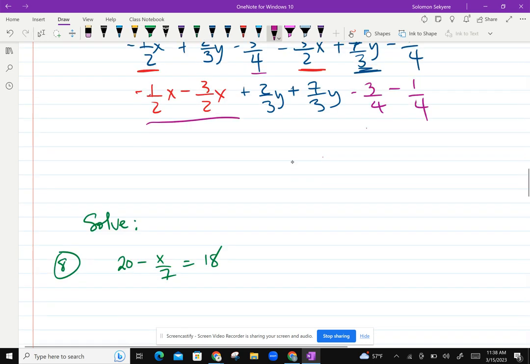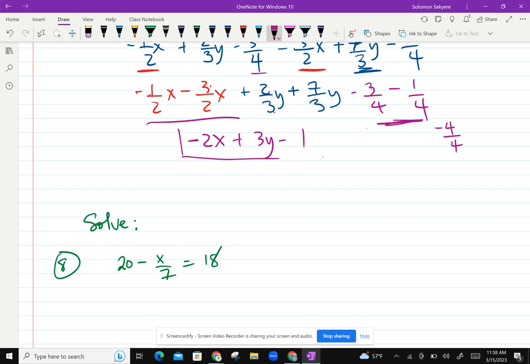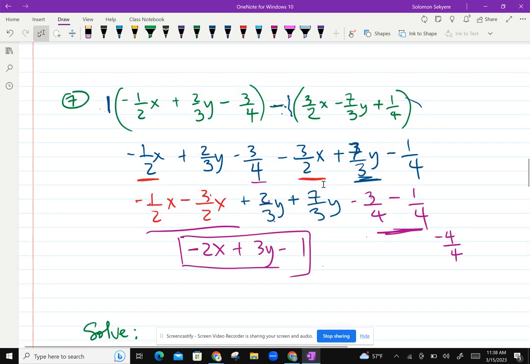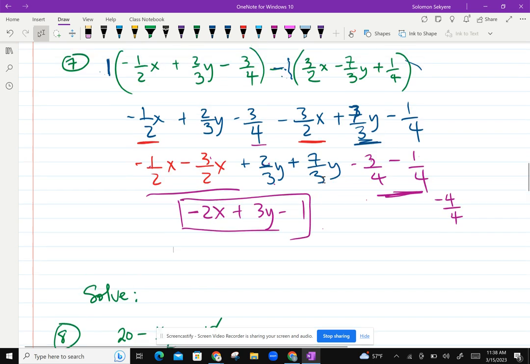So this has become negative 4 over 2. So this is negative 2x, right? Plus 2/3 plus 7/3 is 9/3, which is plus 3y, right? Minus, negative 3 minus this whole thing, this here is negative 4 over 4, which is negative 1. See that? So do not let the fractions scare you, right? The whole thing is finding the least common denominator.